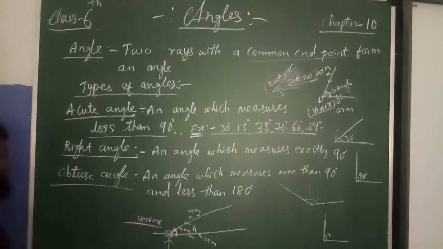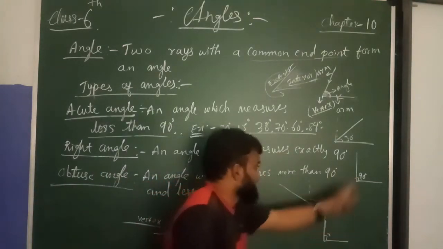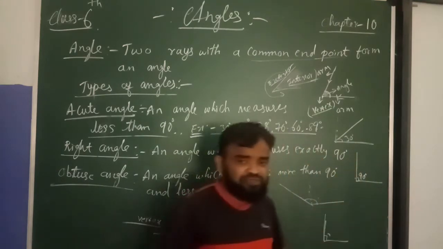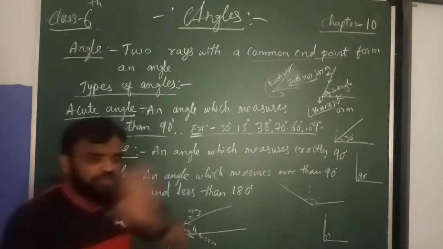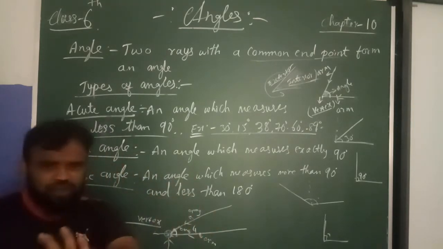Similarly, I will go to the right angle. An angle which measures exactly 90 degrees, exactly the L shape, we call exactly 90 degrees. It is neither less than 90 nor more than 90 degrees.